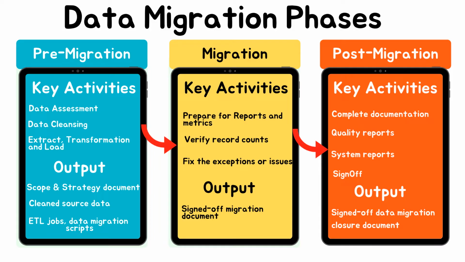Second phase is the migration phase. Key activities here are to prepare and review migration reports and metrics, verify record counts on the new system, fix any exceptions and finally validation sign-off. Output of the migration phase is a signed-off migration validation document. Thirdly, post-migration activities are to finish data migration reports, quality reports and final sign-off. Outcome of this phase are exception reports and a signed-off data migration project closure document.